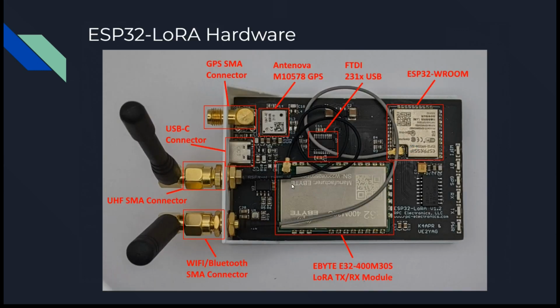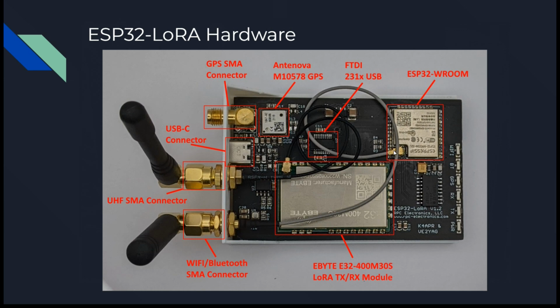You can see a little bit better the various ports. You can see the Ebyte module that we're using. It's the E32-400M30S. That's a transceiver. It's a transmit and receive LoRa transceiver. We are using the same GPS, the M10578.